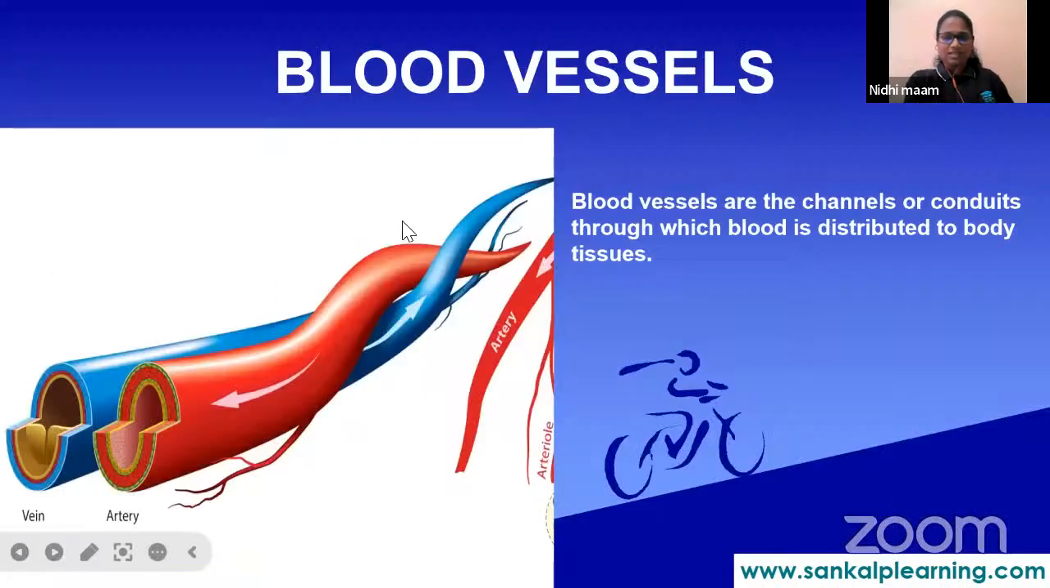See here, this is an artery, the red color one. The blue color one is a vein. When you see the thickness, see how thick it is, the artery is thicker than the vein. Compared to the vein, the artery is thicker. So the artery will be having thick walls while the veins will be having thin walls. So the arteries will be having the greater blood pressure.